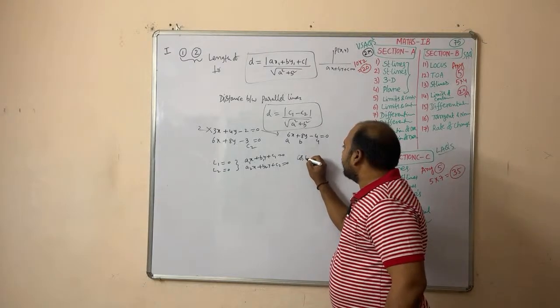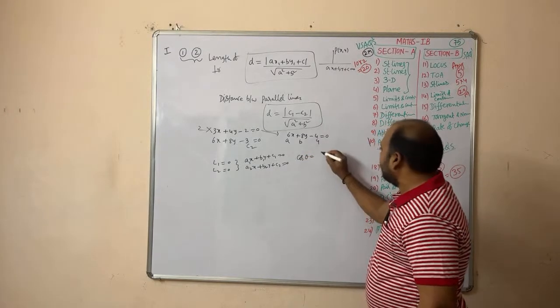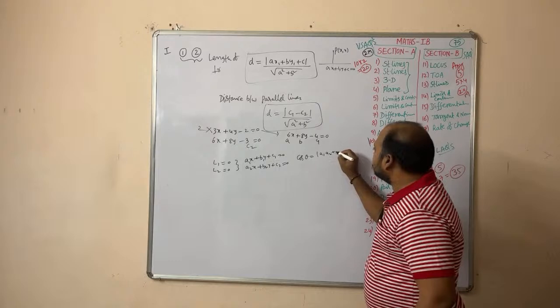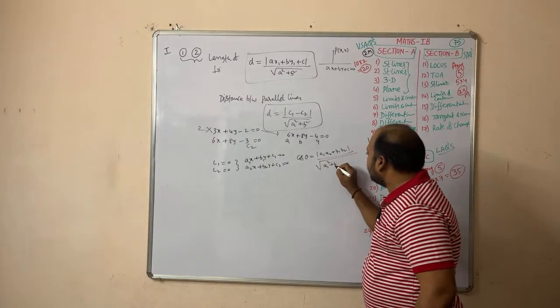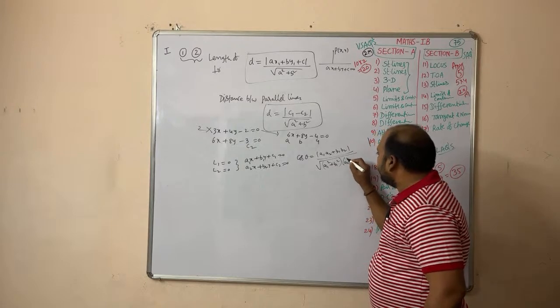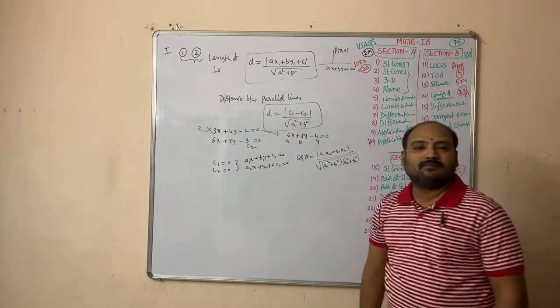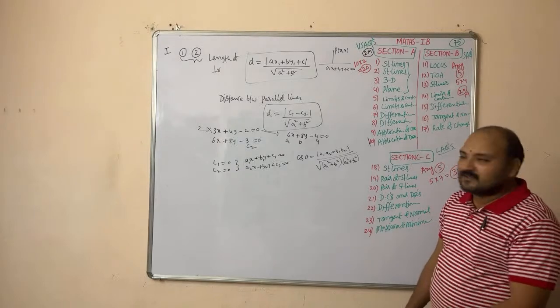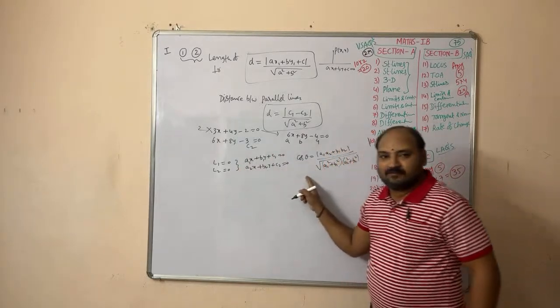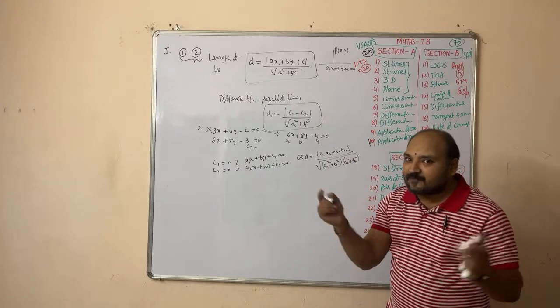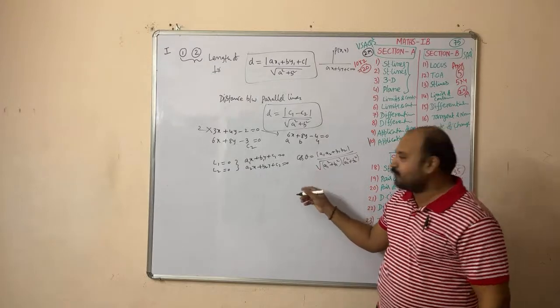So they are asking to find cos theta angle, which means you can apply mod of a1 a2 plus b1 b2 by root of a1 square plus b1 square into a2 square plus b2 square. When you have to ask this, whenever the lines are like this. Suppose particularly if they are asking find tan theta problem, tan theta.